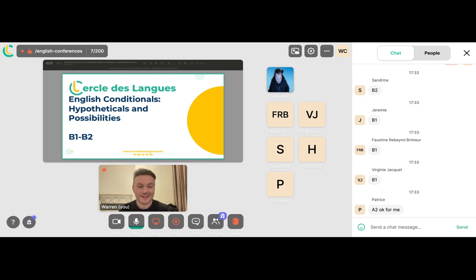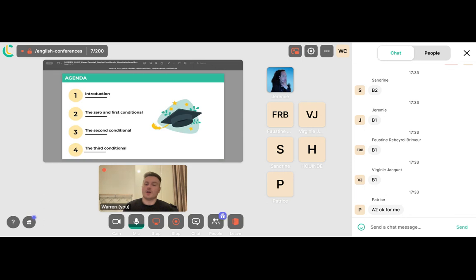Okay. So, everybody ready? Great. Okay, superb. Let's get to it. As I say, today's topic, we are focusing on English conditionals. We will talk about zero and first conditional, the second conditional, and the third conditional.